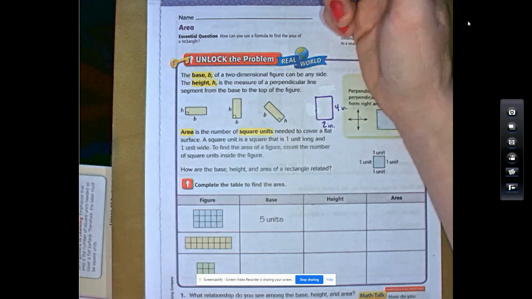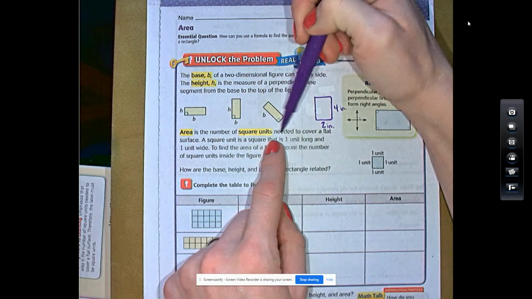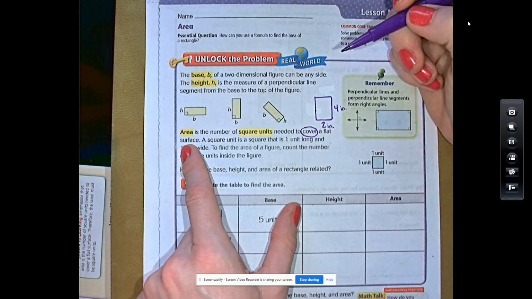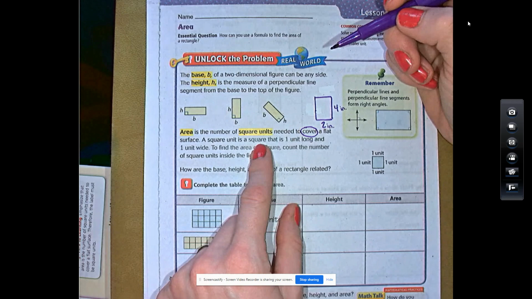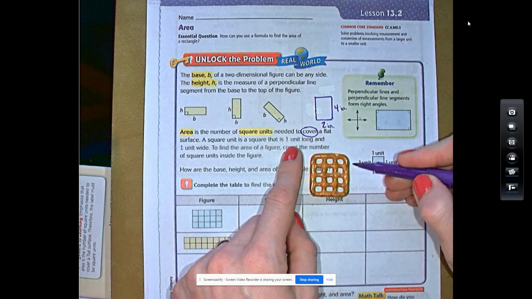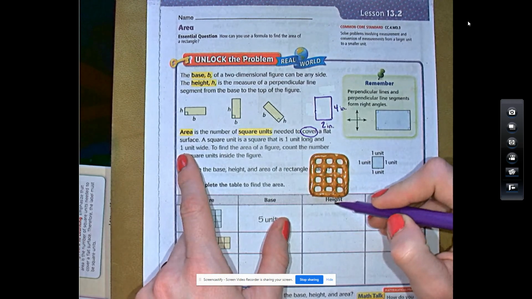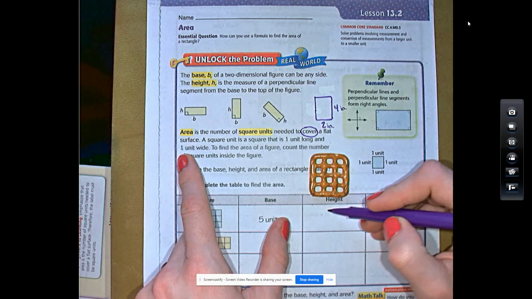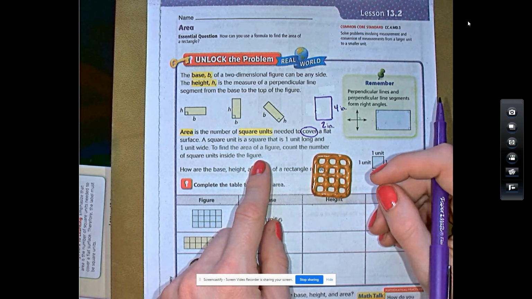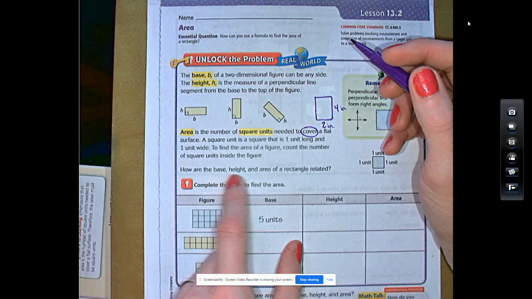Area is the number of square units needed to cover, clue word here, a flat surface. A square unit is a square that is 1 unit long and 1 unit wide. Okay, it's a square unit. To find the area of a figure, count the number of square units inside the figure. Okay, so they want to show us down here. How are the base and the height of a rectangle related?